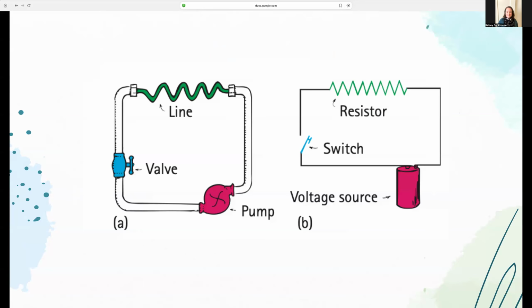Here's a comparison between water pipes with the pump, a valve to shut it on and off, and then the line that is thinner than the rest of the pipes. And then each of these elements compares to those in a circuit. So the pump and the battery work to maintain the flow of current. The switch and the valve allow us to turn off and on the flow. And the resistor and the line slow down the current.